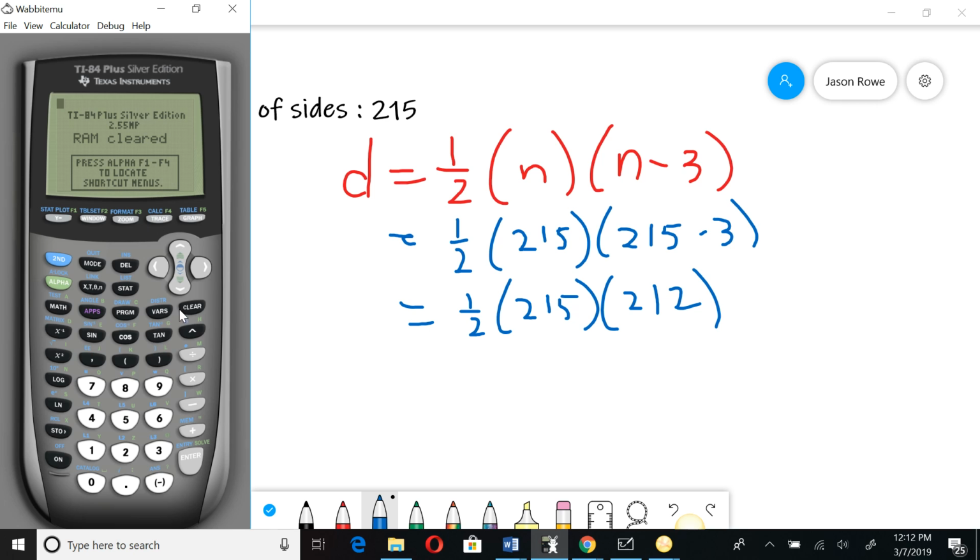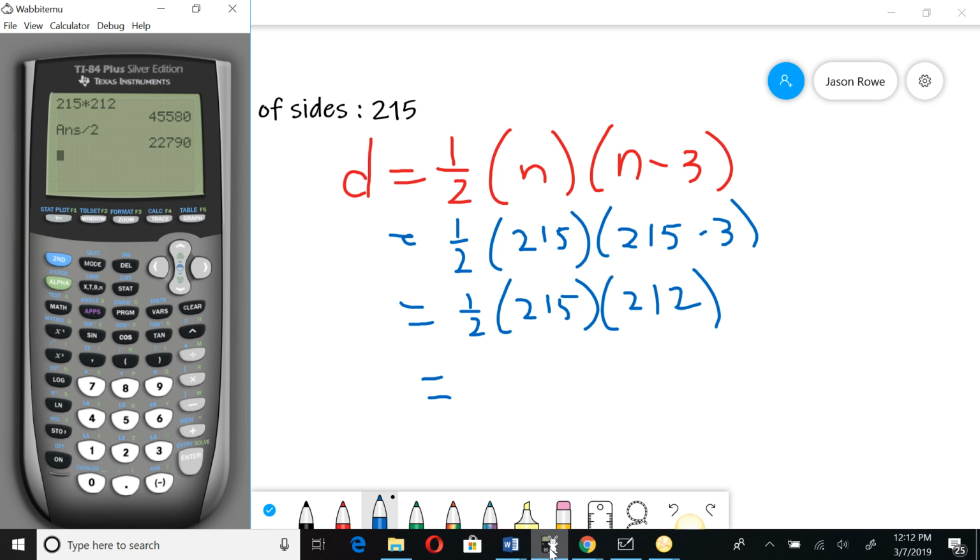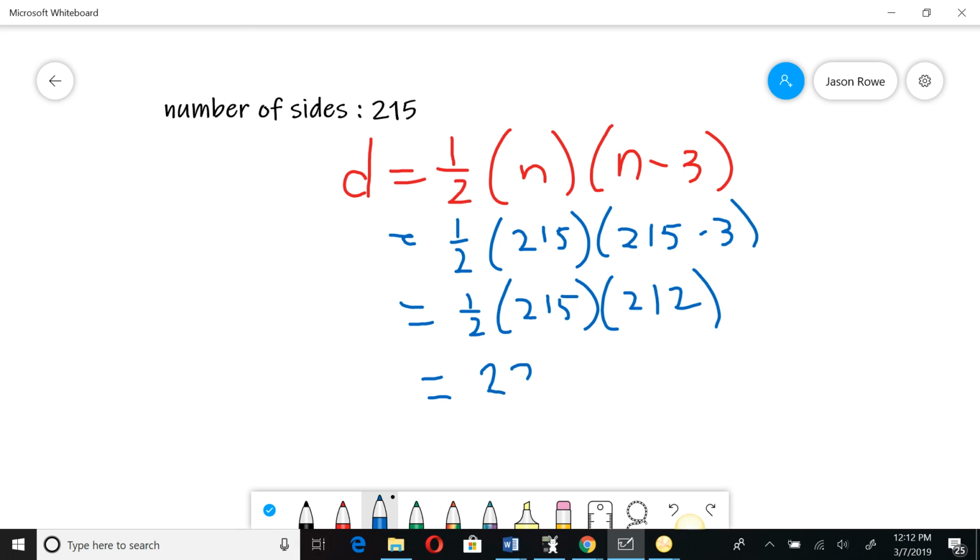I'm going to pull out my handy-dandy calculator, and I'm going to multiply this out. So I'm going to do 215 times 212. That gives me 45,580. And I'm going to divide that number by 2. And so the number of diagonals in a 215-sided figure is 22,790.